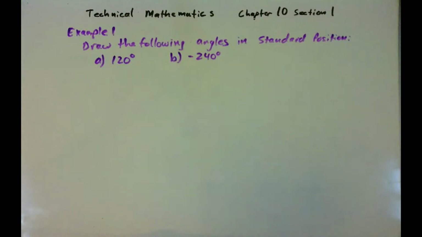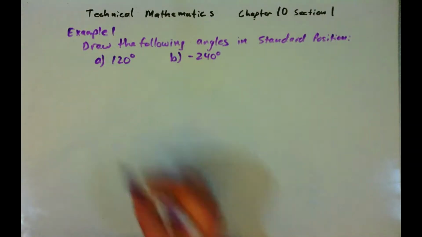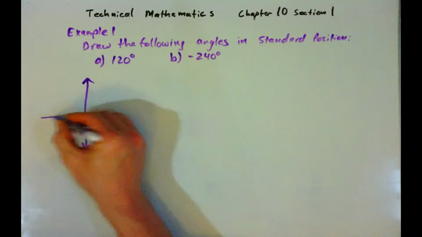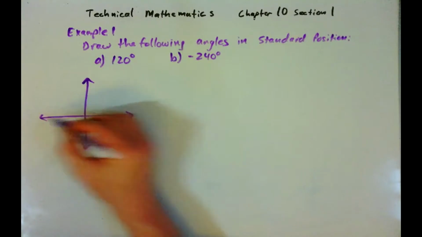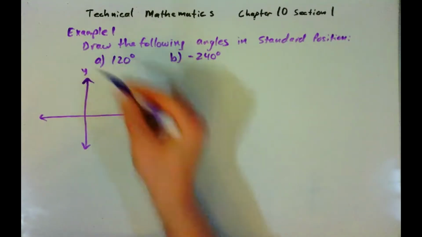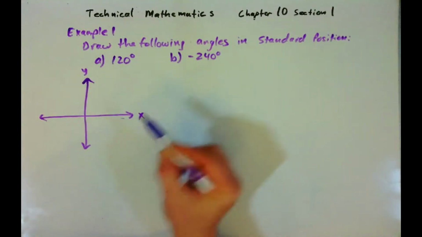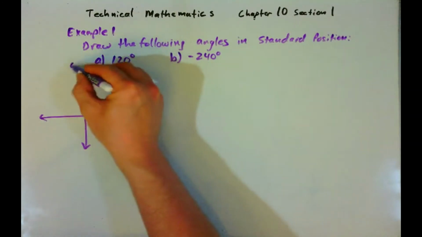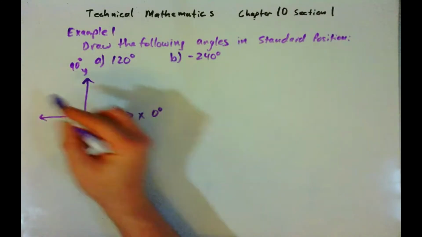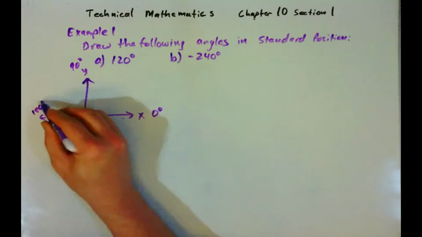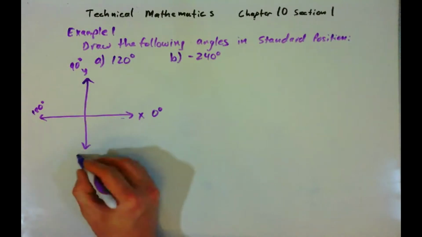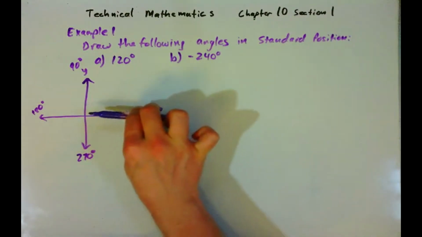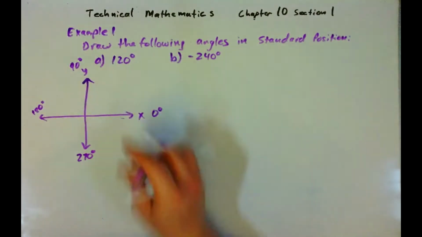This is example 1. It says draw the following angles in standard position. By standard position they mean in a coordinate plane with an XY axis, where the positive x-axis is considered 0 degrees. So anything out here is 0 degrees. Anything at y is 90 degrees. The negative x is 180. And the negative y is 270. Standard position angles always start at positive x and they always rotate counterclockwise.